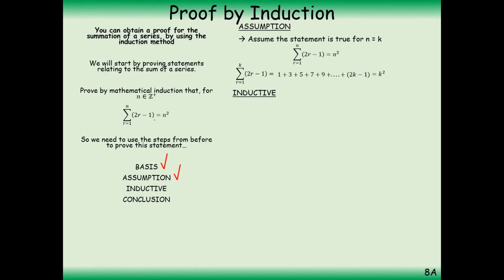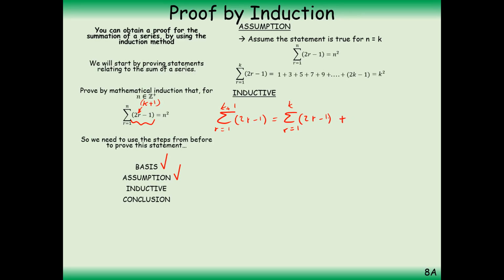Now here we are going to go for this sum. We are going to add the next term to the summation, so we're going to replace this r here with k plus 1. We rewrite the sum so that it goes from r equals 1 all the way to k plus 1. That involves going from r equals 1 to k, with the same formula obviously, and adding one extra term.